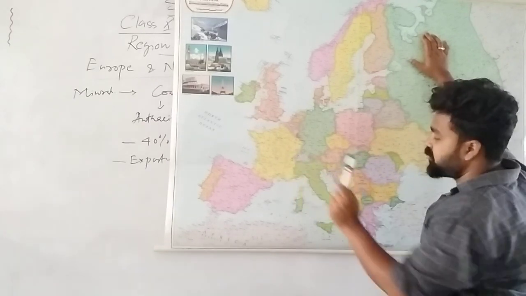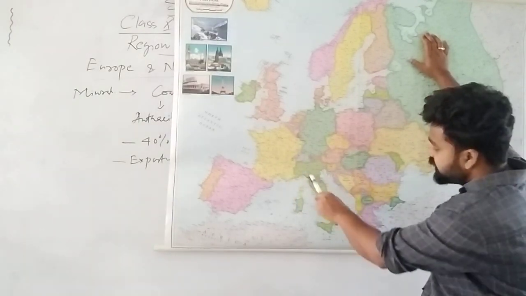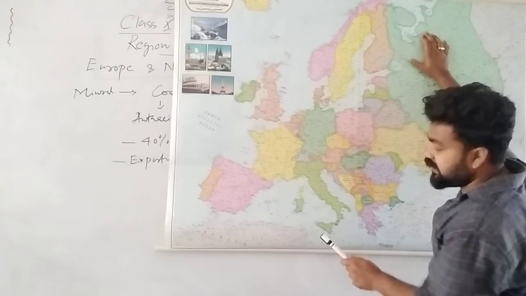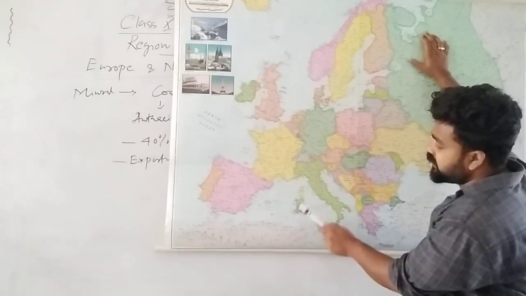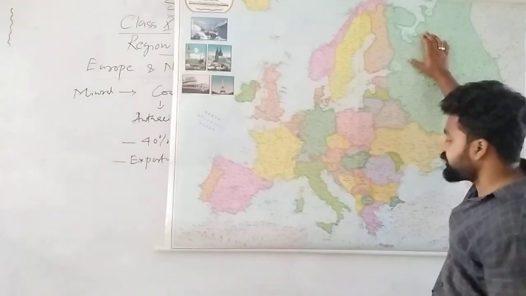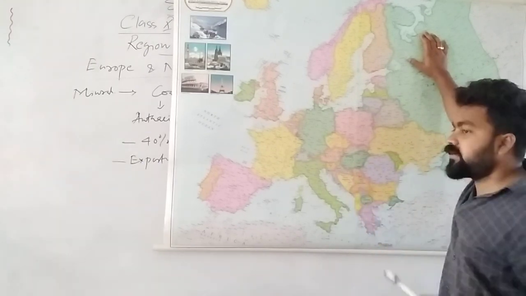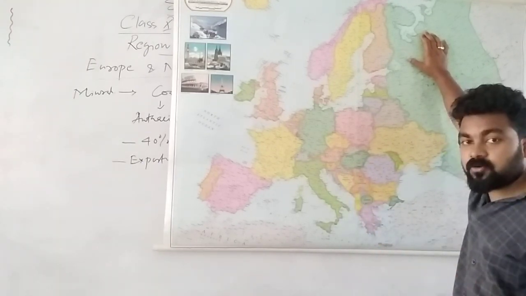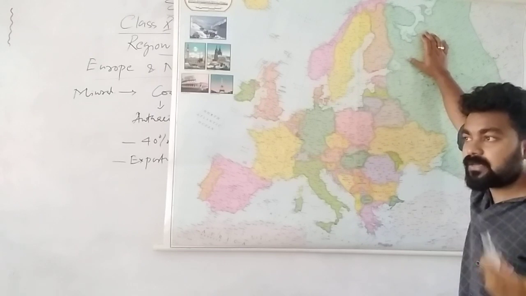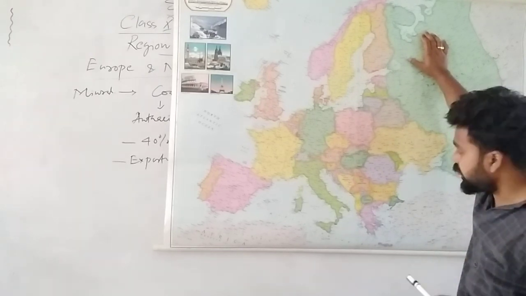This is Spain, capital is Madrid. This is Italy, capital is Rome. This is Sicily, that is an island. Corsica, this is Sardinia, these are the island groups. And here so many island groups are there. These island groups are called the archipelago. Do you know the meaning of the term archipelago? Archipelago means a group of islands.